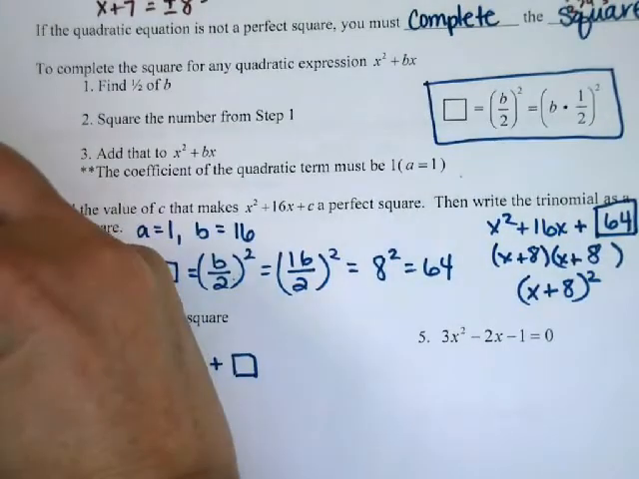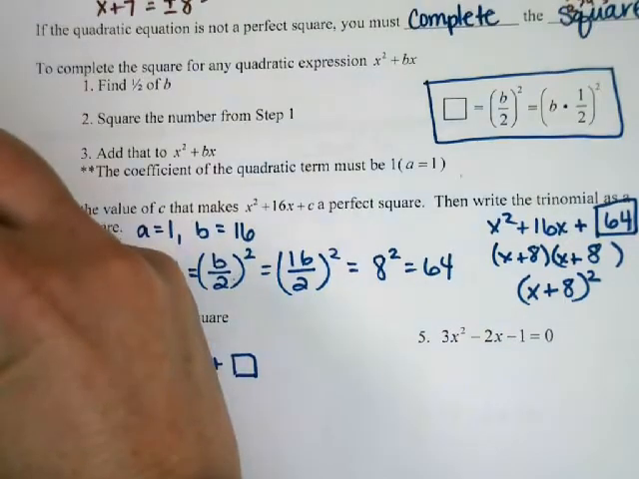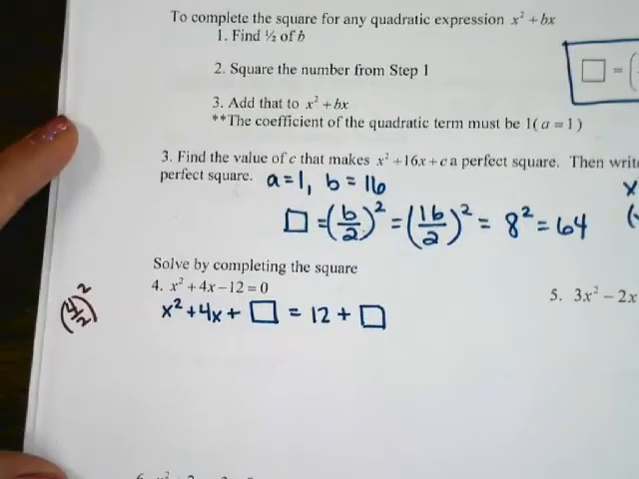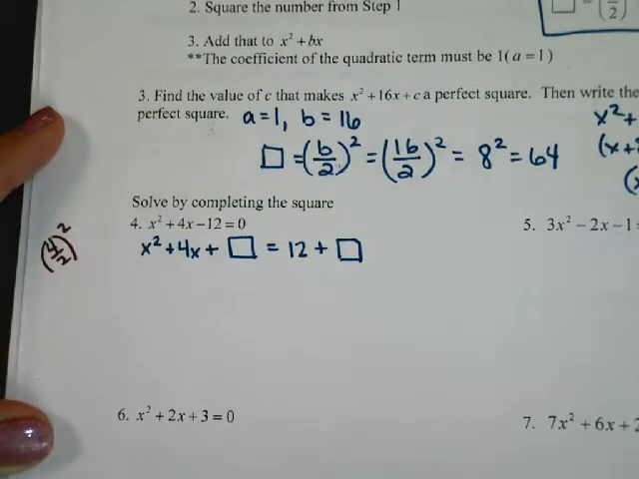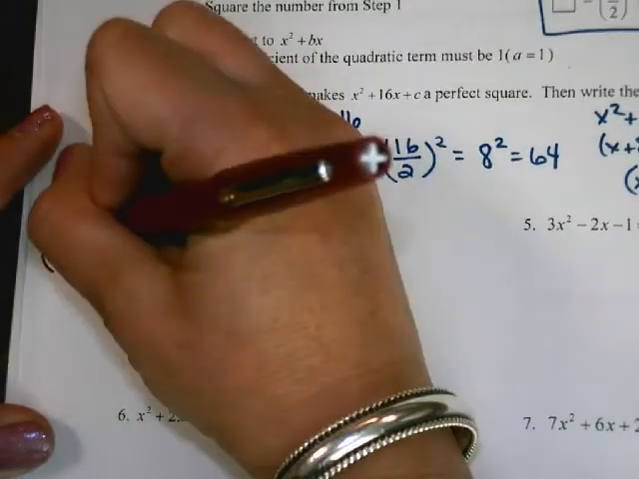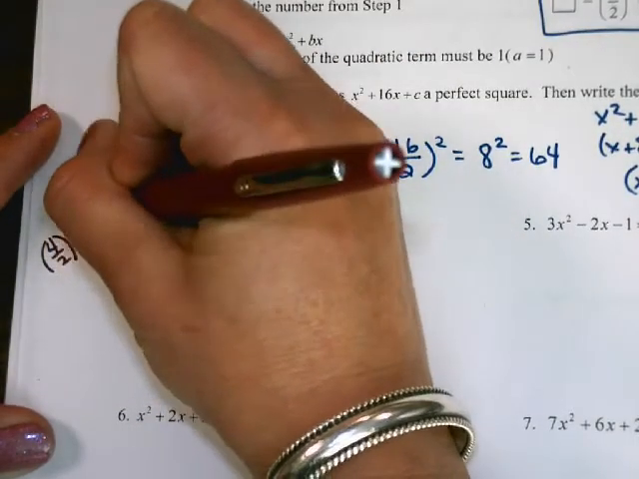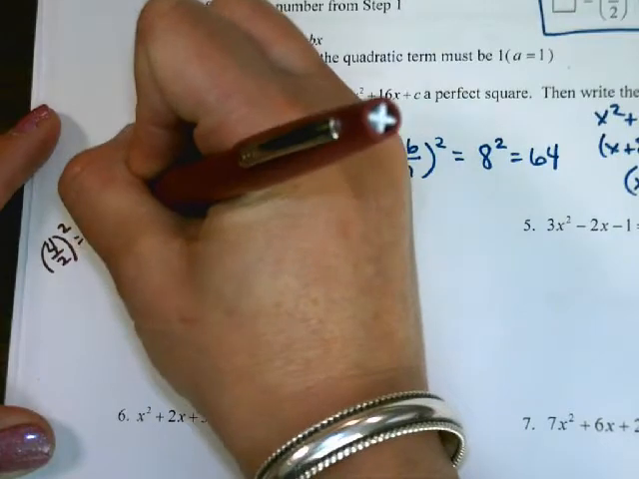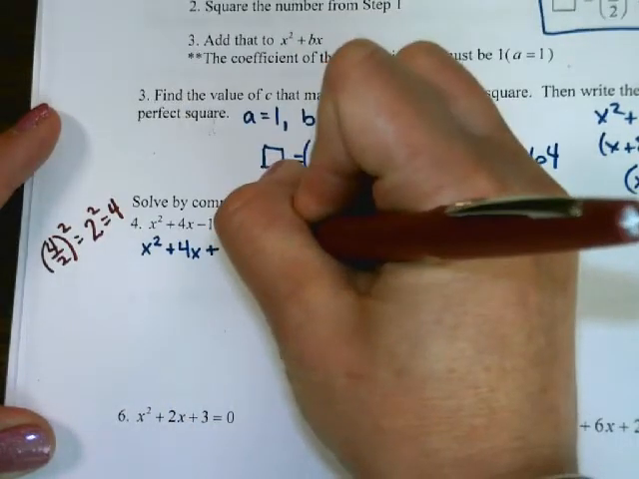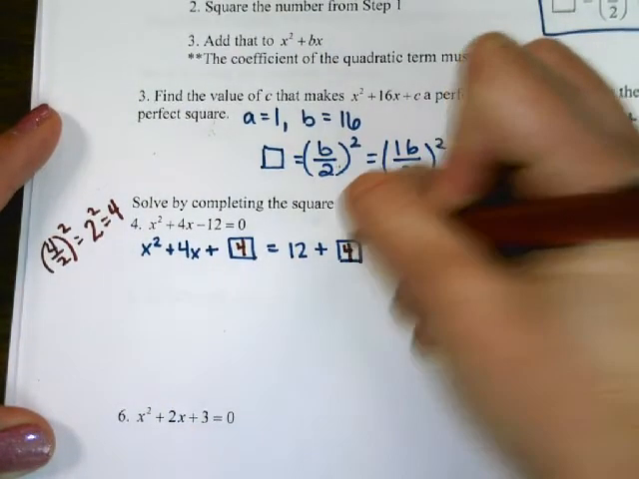My b value is 4. I'm going to divide it by 2, and then I'm going to square it. 4 divided by 2 is 2. Square it is 4. So I'm going to put a 4 in each one of my boxes.